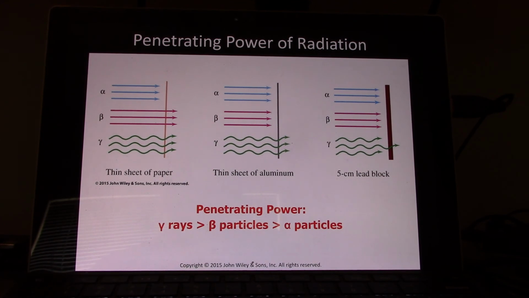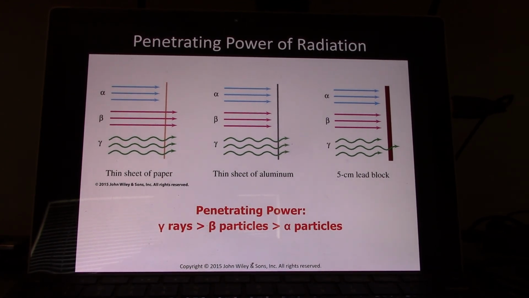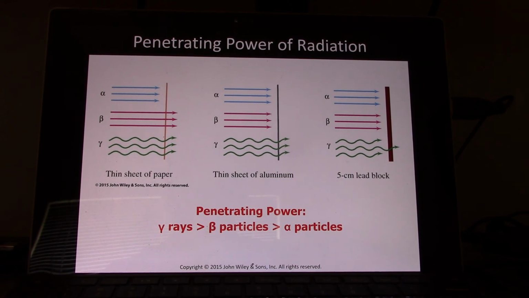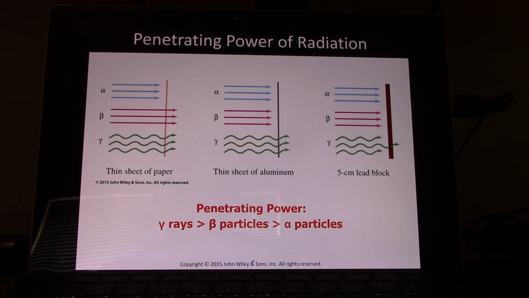Penetrating powers of radiation. Gamma rays penetrate through a thin sheet of paper easily. So do beta particles. Alpha particles are stopped. So a thin sheet of paper is enough to protect someone from alpha radiation. With a thin sheet of aluminum, now we can protect against alpha and beta particles, but the gamma rays get through. And then a 5 centimeter lead block, that's like 2.5 inches of solid lead. Again, a little bit of gamma rays are still getting through. So gamma rays have a huge amount of penetrating power, and it's hard to actually shield something from that because they can go through inches of solid lead.